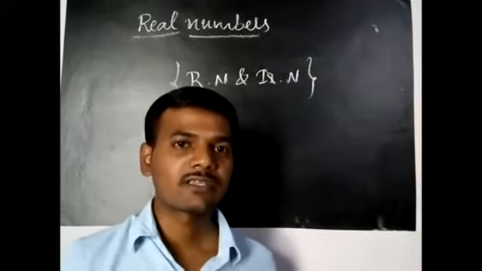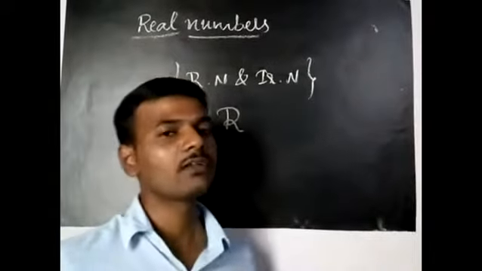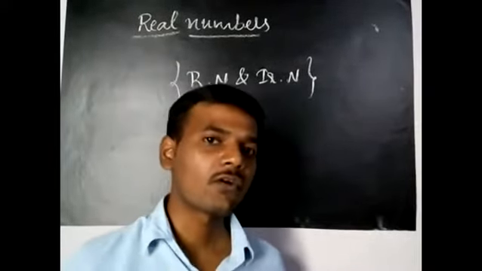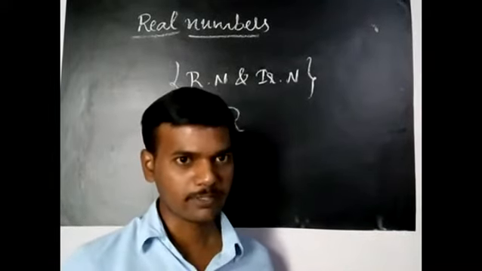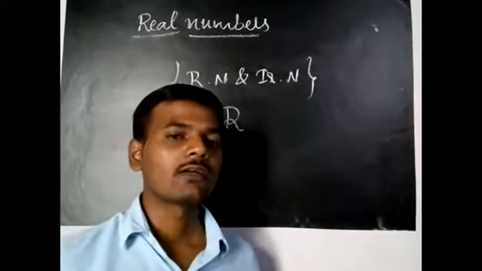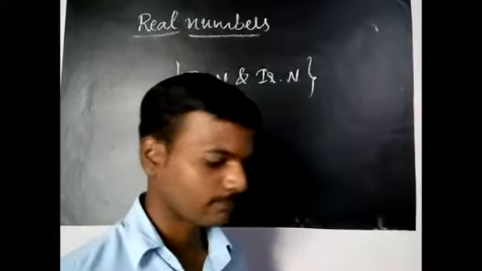Real numbers are represented by the letter capital R. The set of all rational and irrational numbers are called real numbers. And we are going to discuss the decimal expansions of these real numbers.